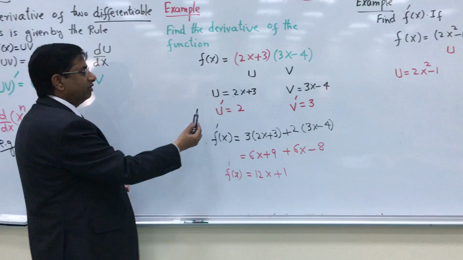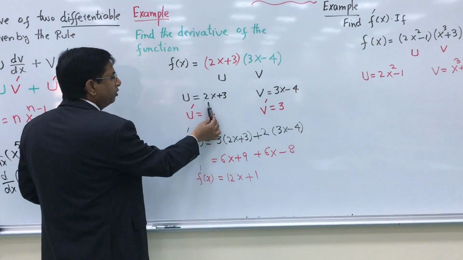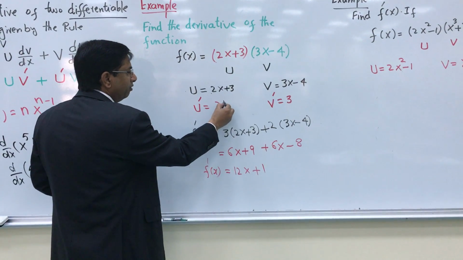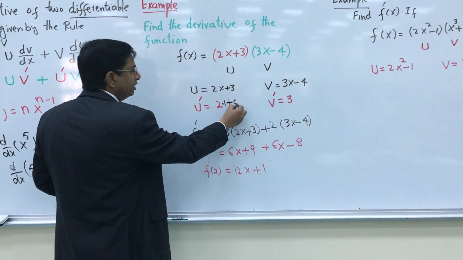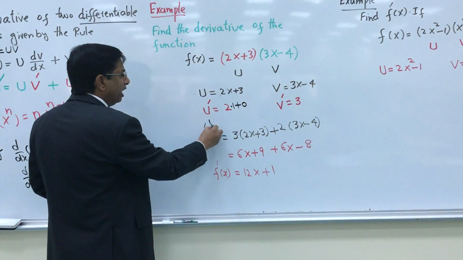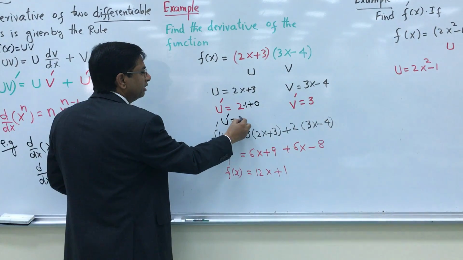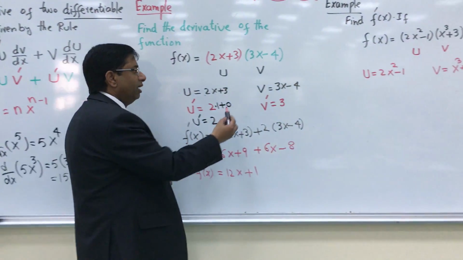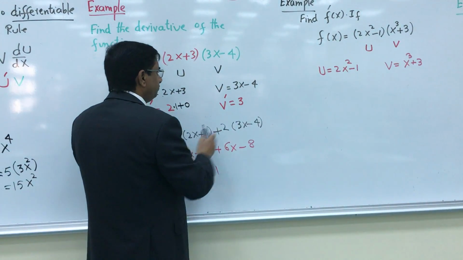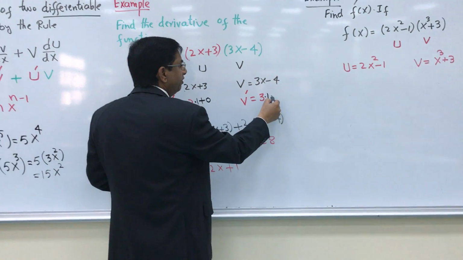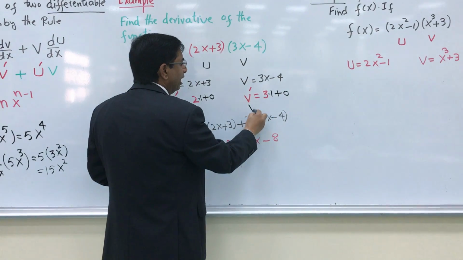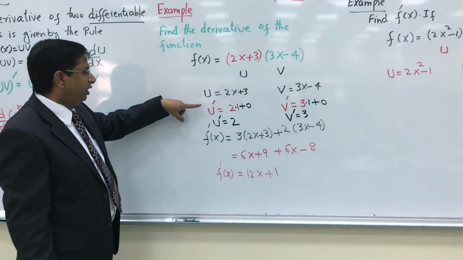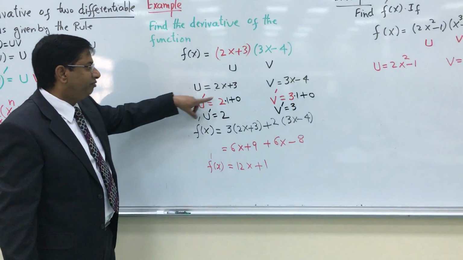You know by this rule how to differentiate simple functions. So differentiate this one: this is 2x, 2 is a constant and stays as it is, the derivative of x is 1, so 2 times 1, and the derivative of the constant term is 0. So u prime equals just 2. The same is the case in v: the derivative of x is 1, the constant's derivative is 0, so v prime equals 3. Now we have u and u prime, v and v prime.